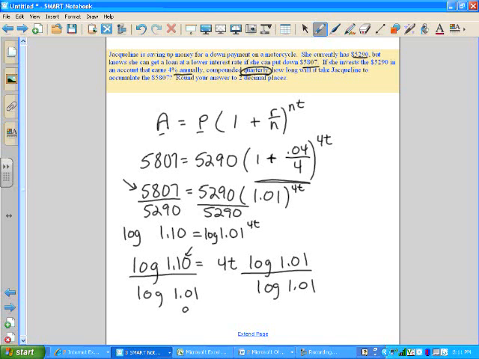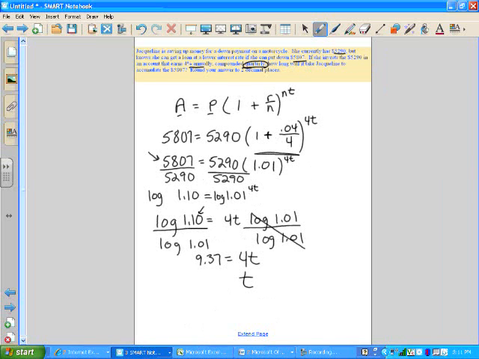And so here I'm getting 9.37 approximately there. And then again, I'm going to keep all my decimal places. And so that would be equal to 4t because those would cancel. And now I'm going to do 9.37112963, all the decimals in the calculator, divided by 4 now on both sides here.